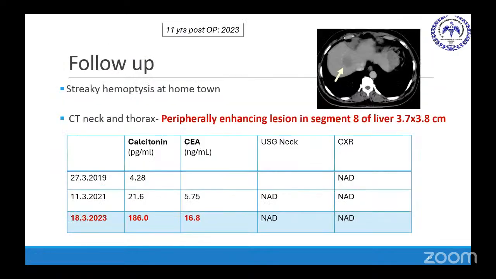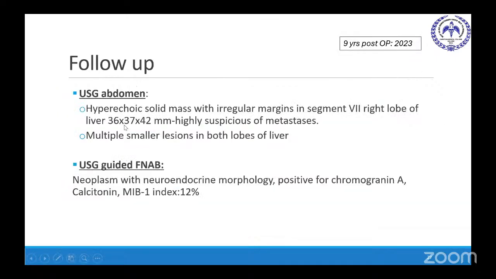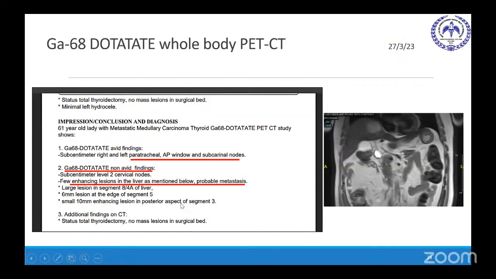In 2023, 11 years post-operatively, he had an episode of hemoptysis at his hometown when a CT neck and thorax was done for that, which picked up an enhancing lesion in segment 8 of the liver. And he came to us when we found that his calcitonin had become 186 and his CEA was elevated at 16. The ultrasound of the abdomen was suggestive of a solid lesion in the left 7th right lobe of the liver, suspicious of a metastasis, and a biopsy confirmed the same. Ki-67 index was 12%. And we did a gallium-68 dotatate scan.